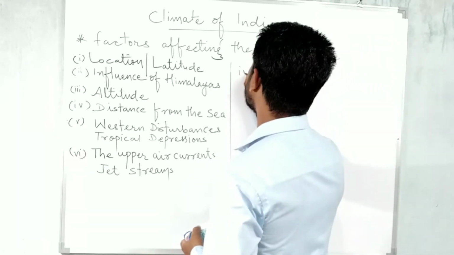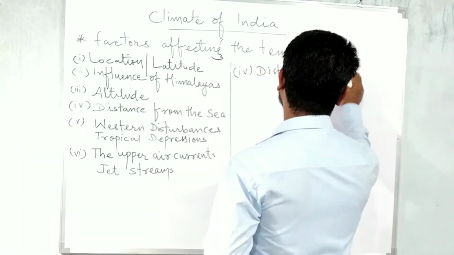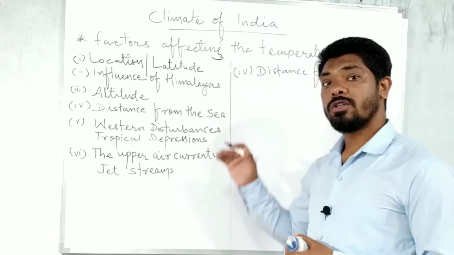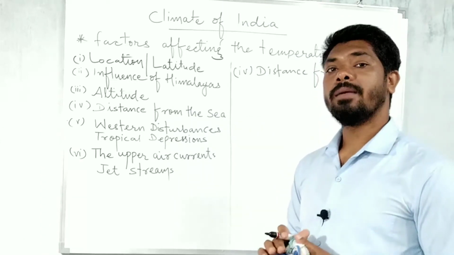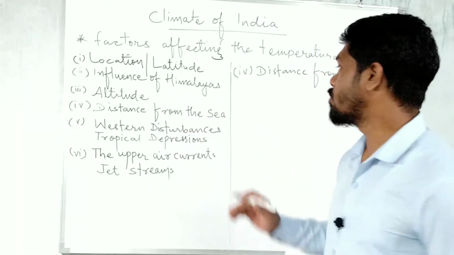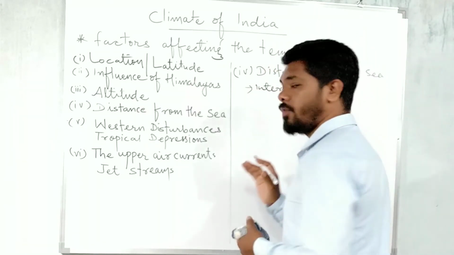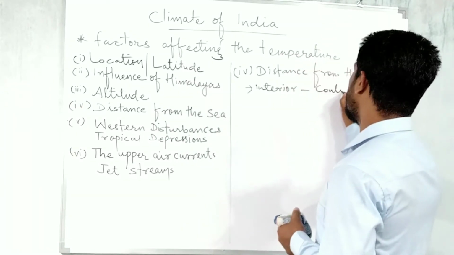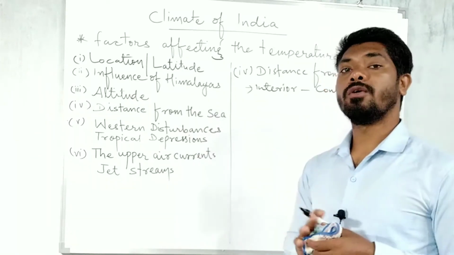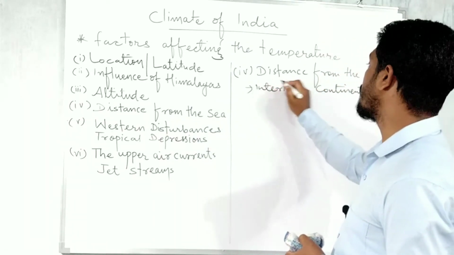The fourth one is distance from the sea. So the places which are near to the sea will be experiencing a moderate climate, and the places which are located in the interior part of India will be experiencing a continental type of climate. That means extreme cold during the winter season and extreme heat during the summer season. That is the interior part. That means it is taken as the distance from the sea.